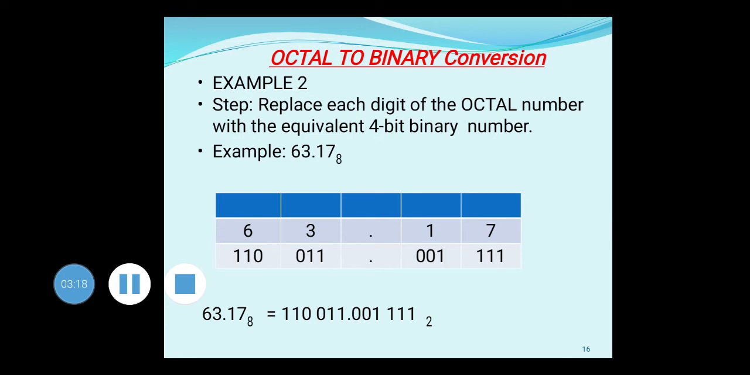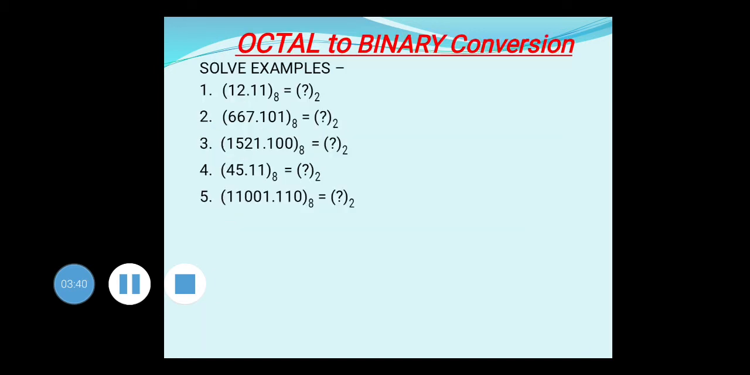So the final answer is, you'll start from 63.17, in the same sequence here also, so 110.001 111. So this is the final representation of the binary number. These are the examples to be solved as an assignment.